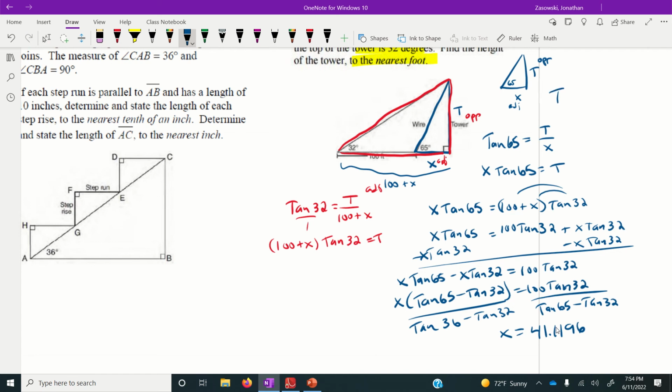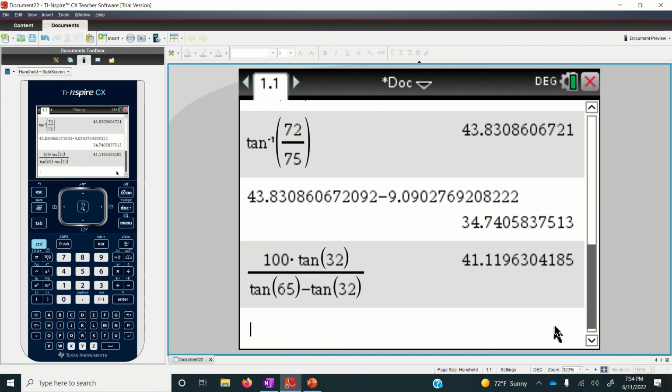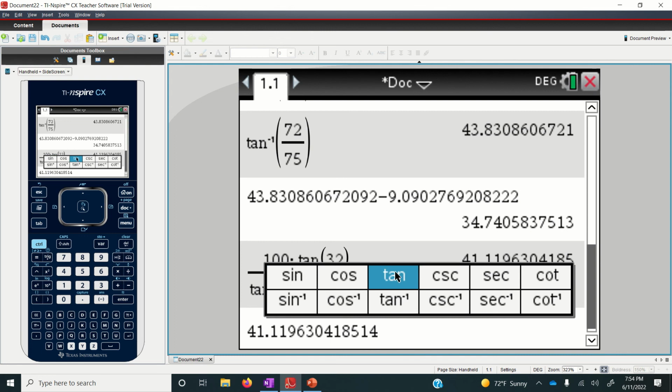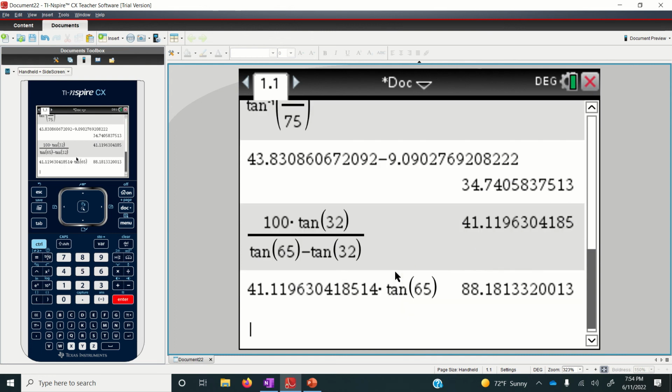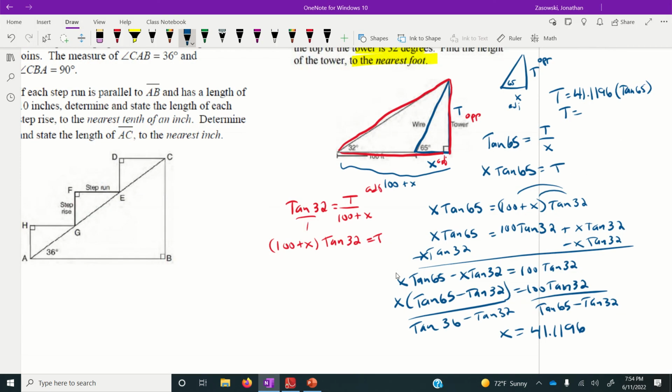So the tower is just equal to 41.1196 times the tangent of 65. And so the tower is equal to, and remember, we're going to take the whole decimal and just multiply it times tangent 65. And we get 88 to the nearest foot is 88 feet. That is the height of our tower.